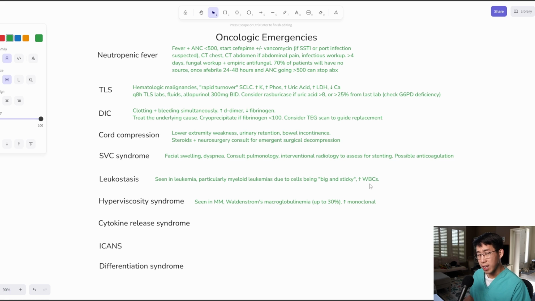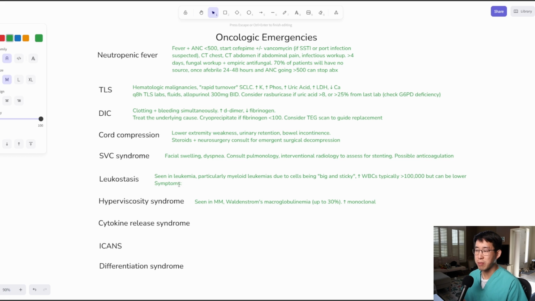So what specific white blood cell count do you need before you get concerned for leukostasis? Typically, it's going to be greater than 100,000 is when you're going to have highest concern for leukostasis. Although you can have leukostasis at lower counts, especially in things like AML. Symptoms can be pretty similar, as I mentioned before, because both of them basically cause a clogging of blood vessels because there's too many white blood cells or too many monoclonal proteins.